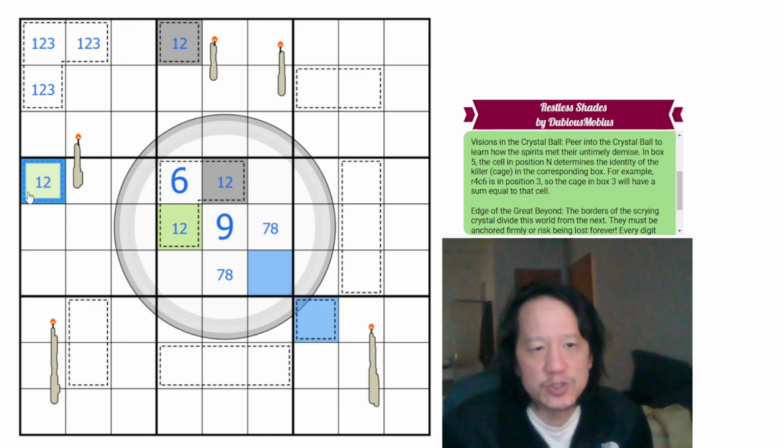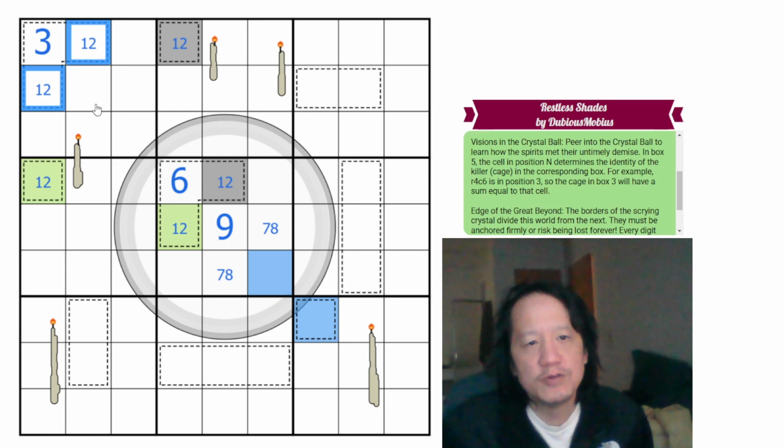Now, these two are specifically different because they're different in box 5. Therefore, they both see that cell. It cannot be either 1 or 2, so this must be a 3. That's a 3 in the corner, we celebrate, which leaves a 1, 2 in the rest of the cage in box 1. Well, this can't be the gray 1, 2, so it must be the green one. And this can't be the green one, so this must be the gray one.